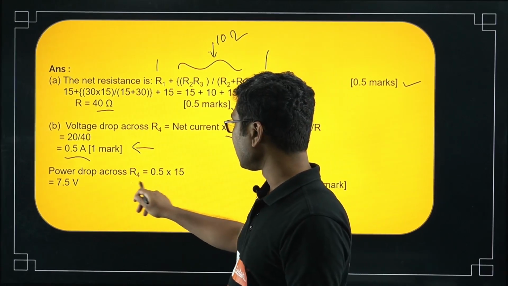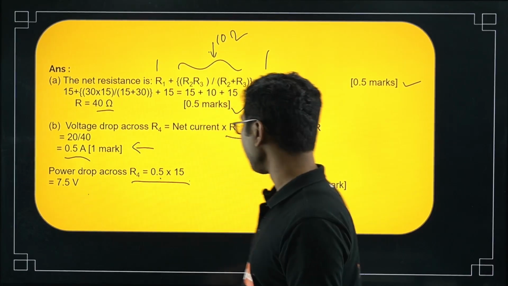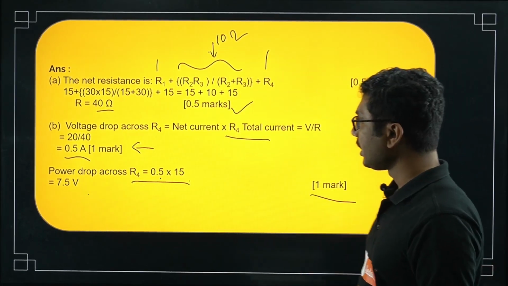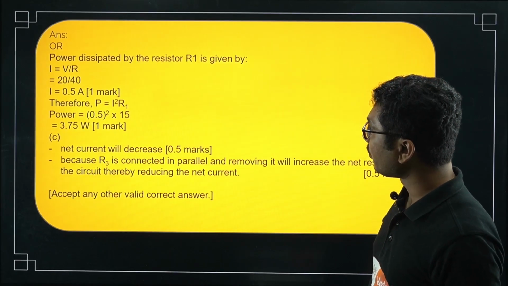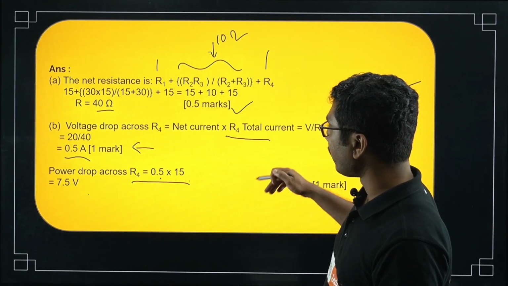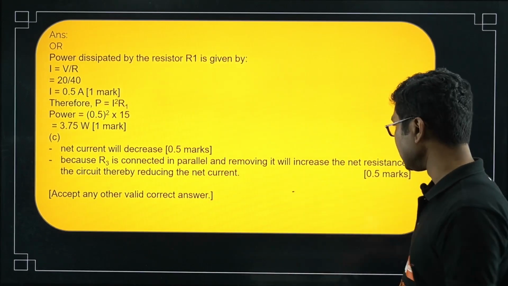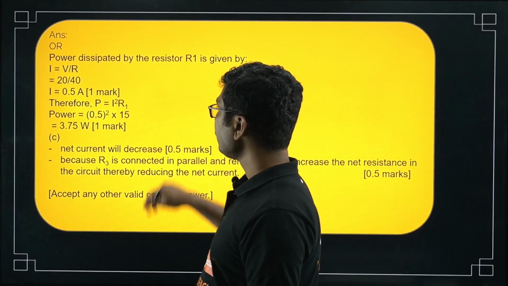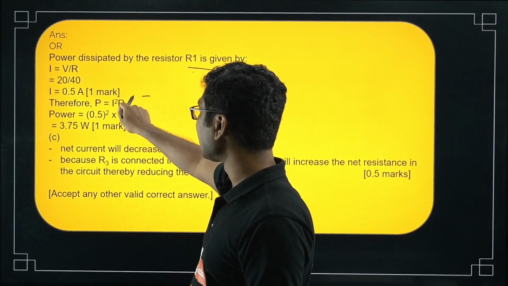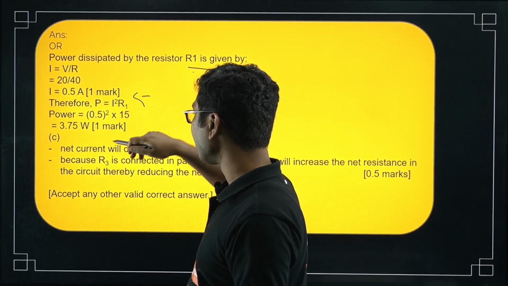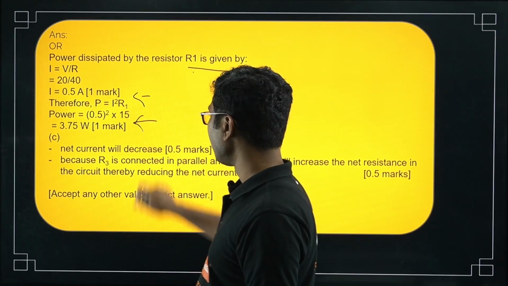Voltage drop across resistance R4 is basically 0.5 into 15, that is 7.5 volt. You get 1 more mark. So total you get 2.5 marks, and I think the OR was only for this question, only for part B. In part B there is an OR question, C is compulsory. So power dissipated by resistance R1 is given by I square R. Again you have to calculate the current, and then from the current calculate the power, I square R, that is 3.75 watt.